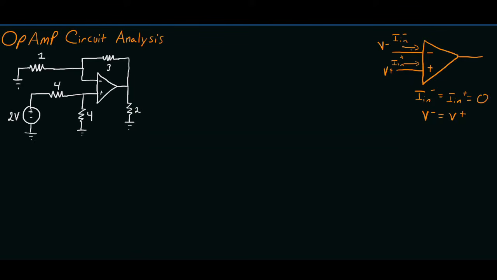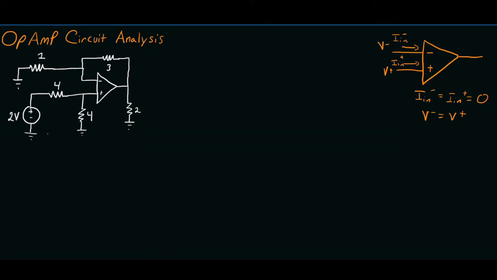The first is that there's no current going into our op-amp at the input, so I_N minus and I_N plus are both going to be equal to 0. And the second is that V minus and V plus are going to be the same. After that, all the normal circuit analysis rules apply. So let's begin labeling our circuit.